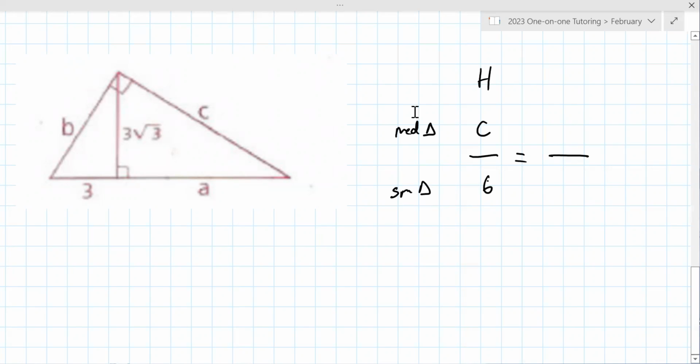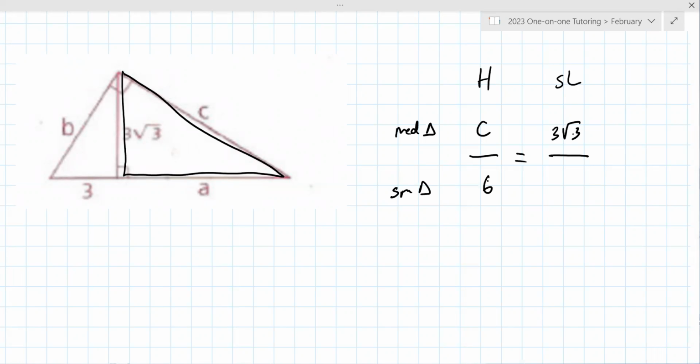And then what else do we know from the medium triangle and the small triangle? It's either a short leg or a long leg. Any of those drawn to any of those? The short leg. Okay. So in the medium triangle, the short leg appears to be the 3√3. What's the short leg of the small triangle? 3. Okay, so not great, but you can definitely solve this. Do you want to give this one a try, please?